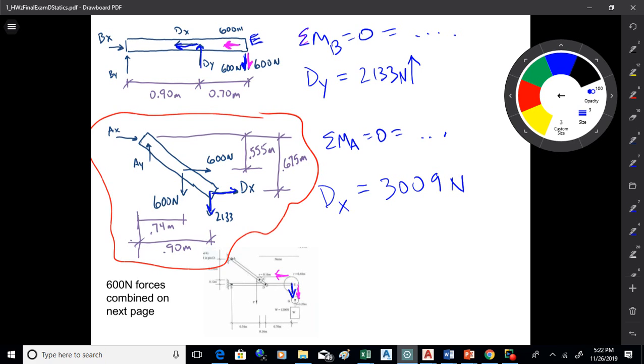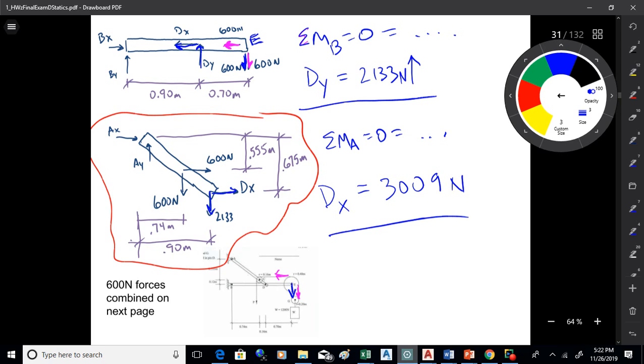Once I have those free body diagrams drawn, I'll take a moment about B for the horizontal member and solve for Dy. I'll remember to turn it around and put it on the angled member down below, and then take a moment about A and solve for Dx. So that would be Dy and Dx.